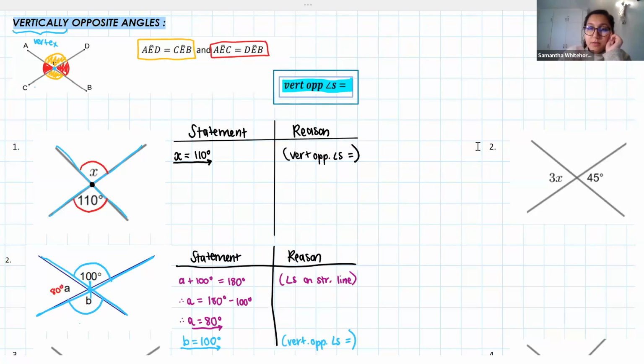All right, Lindor, just pop up to unmute yourself. There we go. Hi, ma'am. Ma'am, can I ask, if your answer is correct, but you write the statement on another line, say statement and reason, and then write B equals 100, as well as the reason is vertically opposite, to a straight line, will you get it wrong? No, that all sounds fine. As long as you've got your statement and your reason with it, that's fine. Thank you, ma'am.